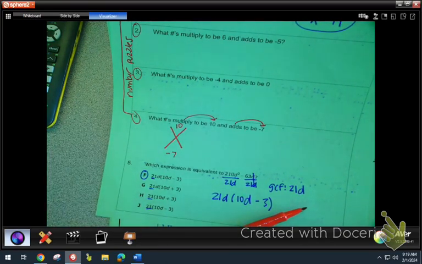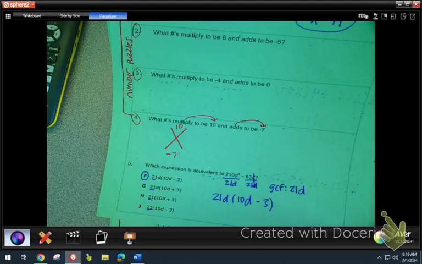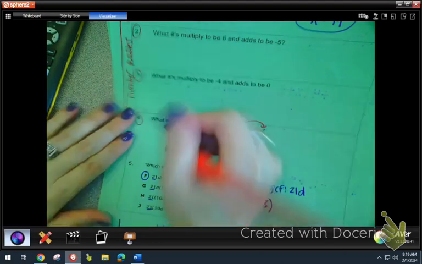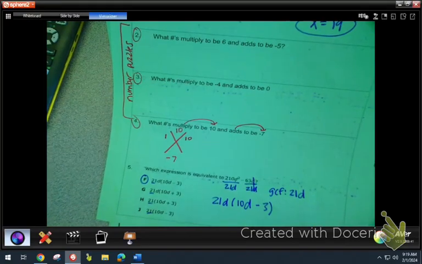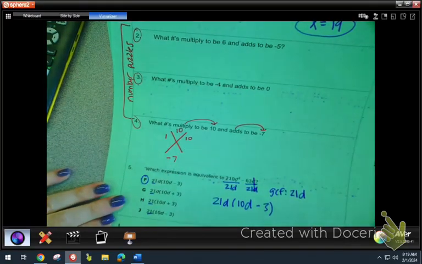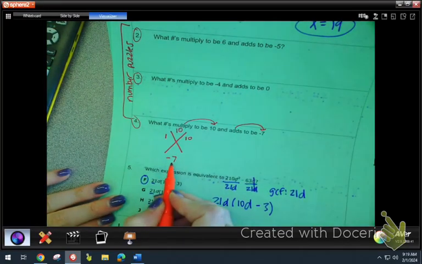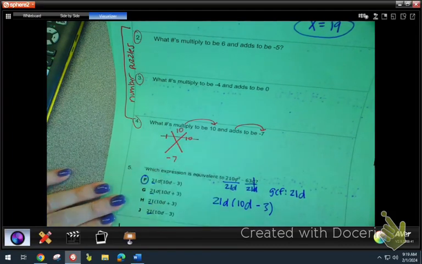And then I got to play a game of, okay, what 2 numbers satisfy both of these things? Okay, well, let's talk about our factors of 10. Always start at 1. 1 times 10. What's 1 times 10? 10. What's 1 plus 10? 11. Is that -7 right here? No. So those don't work.